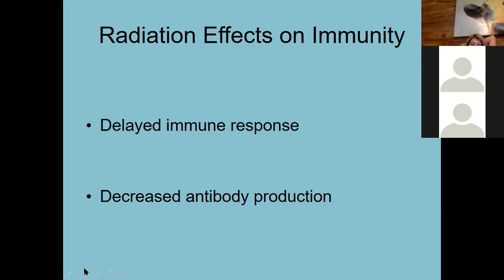So what happens if the organs responsible for immunity are irradiated? Well, by now, you can probably figure it out. Common sense tells us that we're going to have a loss of function. And with immunity, it basically means two things. Number one, it's going to delay immune response. It's going to take longer for our body to produce the antibodies that we need. If that's the case, we're going to be sicker longer.